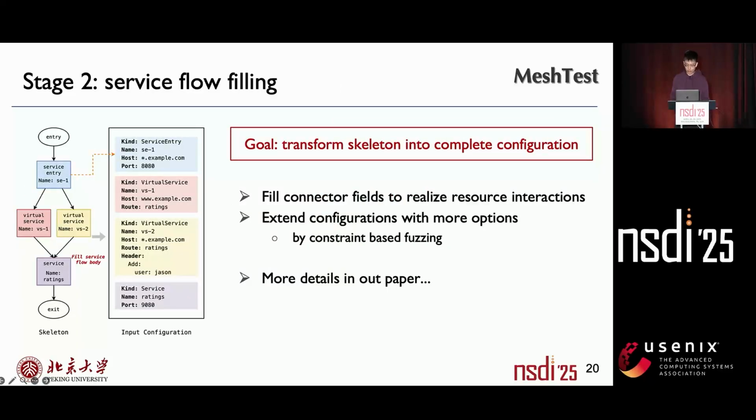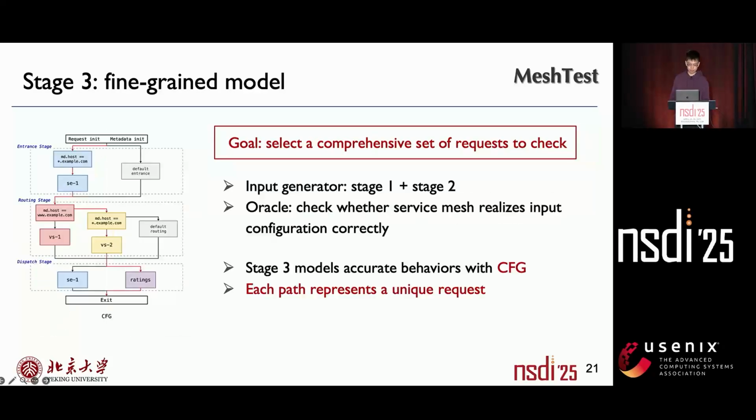After that, we transform service flow skeletons into complete configurations. This is because the skeleton is very high level and it lacks some detailed options. To do so, we first fill the connector fields to realize the service interactions specified in the skeleton. Most simply, we can set the same value for field A in resource A and field B in resource B. After that, we extend the configurations with constraint-based fuzzing to make sure it does not break any validation. So please refer to our paper for more details.